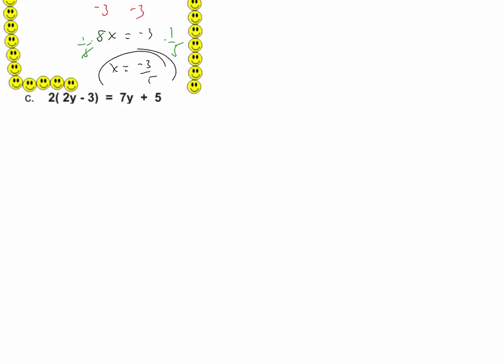All right. Okay, do you see the difference in C? C, we have to distribute. So we're not ready to pick a side yet. Let's distribute first, and then we'll pick a side. So we did this last night. The front is a 4y, right? And the next term is a, say it if you know it, negative 6, and then it equals 7y plus 5. All right, don't say anything yet. Now we're ready to pick a side.